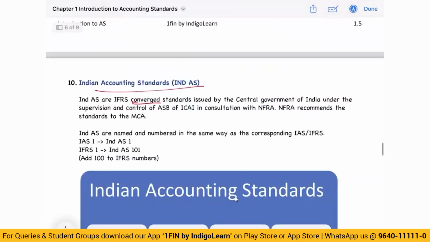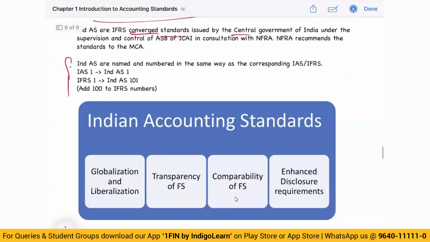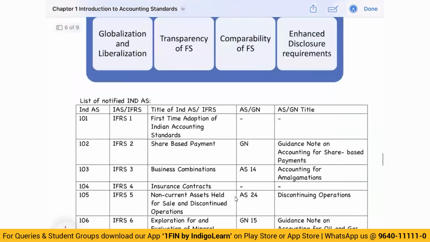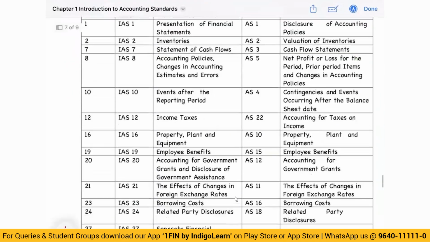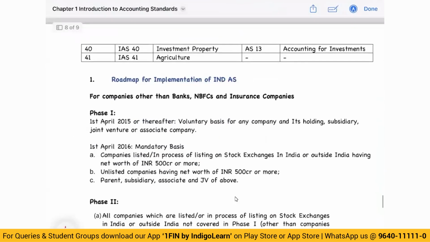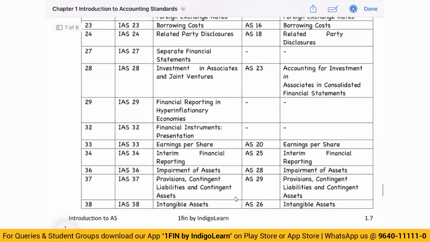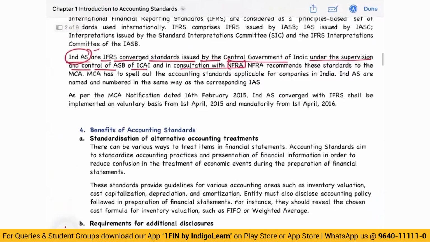Indian accounting standards are converged standards issued by the government. We have already seen this. The numbering part also we have already covered. No need to remember this. Okay, so these are just for your reference. No need to remember this. When it comes to final, you will understand this. Any doubt so far? Any question?